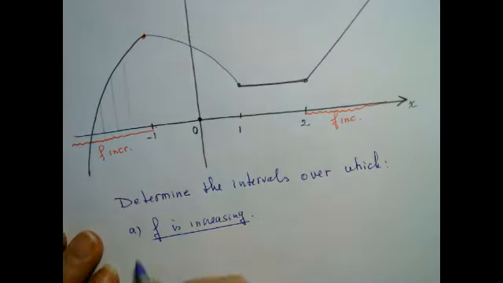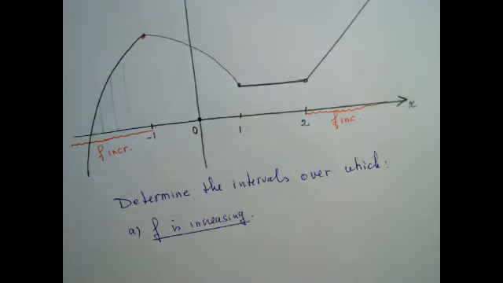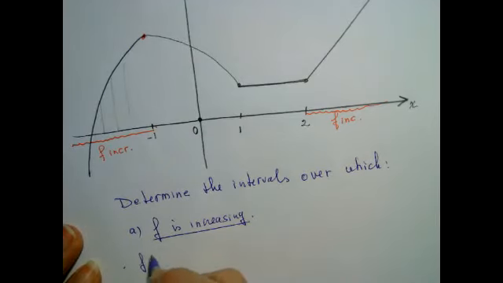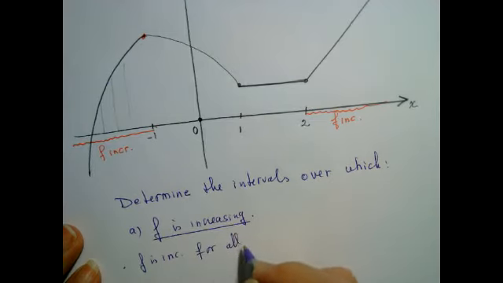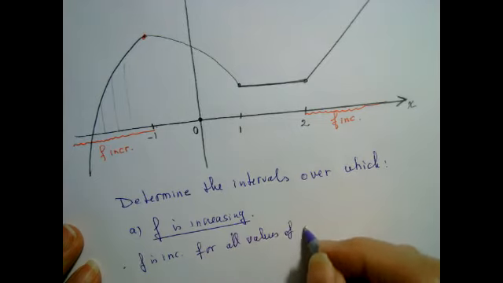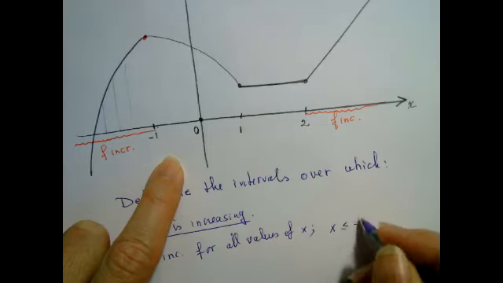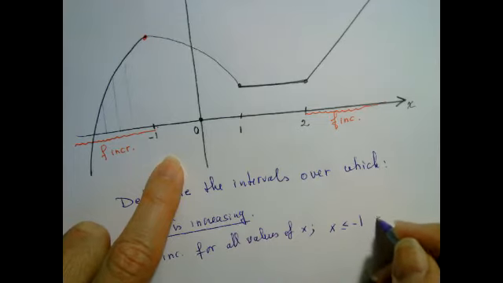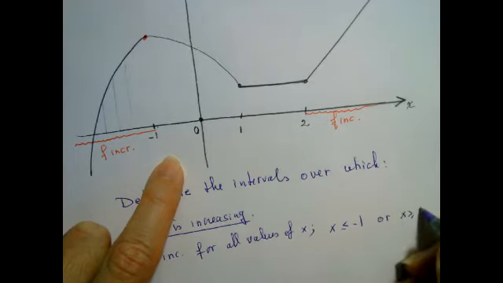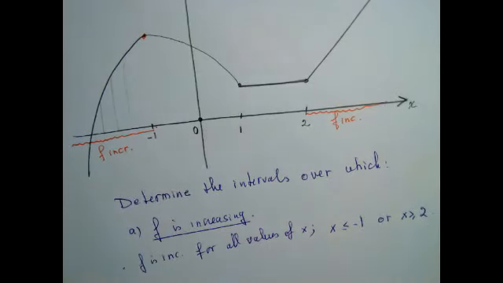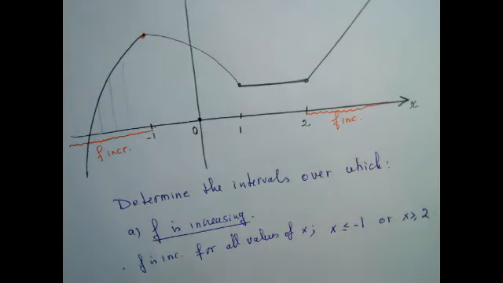Okay, f is increasing. I'm going to write that in two ways, one in words and then one using interval notation. So before interval notation, we say f is increasing for all values of x such that x is less than or equal to -1 or x is greater than or equal to 2. So that's really in words, okay?